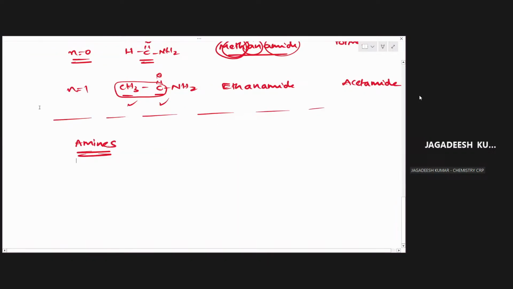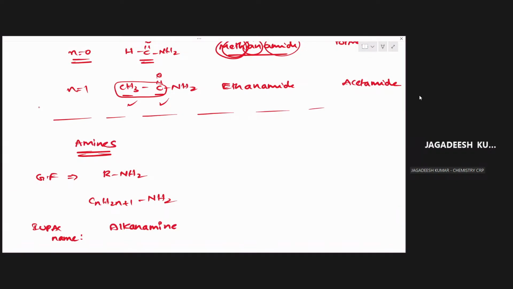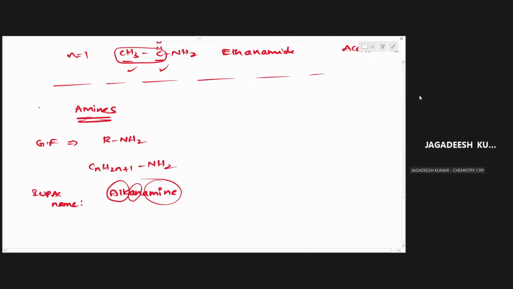So generally amines, if you see here, the general formula of amines is very simple: RNH2. Here R we know already. R means CnH2n+1, NH2. And we want the IUPAC name. So the IUPAC name here is alkanamine. So here alk is the root word, an is the primary suffix and amine is the secondary suffix. Very simple thing here.